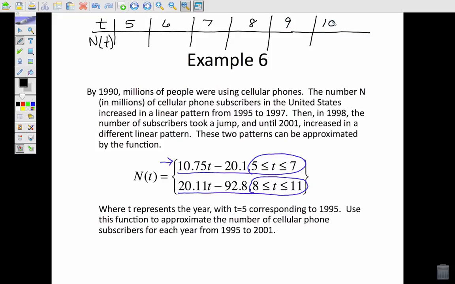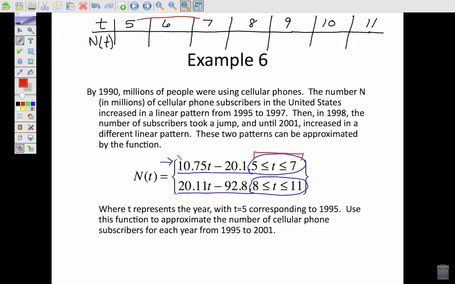99, 2000, and 2001. So I want you to go ahead and pause the video here, and I want you to calculate this. You can see that the first 3, 5, 6, and 7 all will fall in the first domain. So you'll use the first linear equation. And then the rest of them you'll use the second.